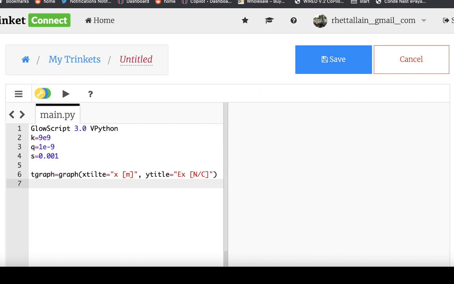Then I'm going to say FE is going to be the gcurve, color equals color.blue, and let's give it a label, exact Ex. And then FA for approximation is going to be gcurve, color equals color.red, because approximations are red. I don't know if you knew that. And then label equals, let's call it far field.